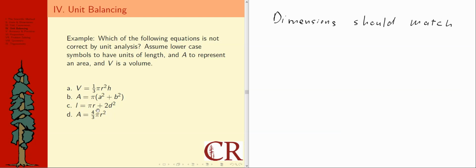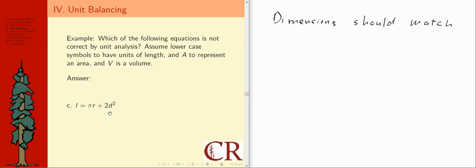Maybe just to double check, let me check D real quick, make sure that should work, right? Since this is a "not correct" kind of question. And I think it does, because it's got area is equal to a bunch of numbers times the length squared. So I think that one does check out. So I'm going to say that C must be the correct answer. That one clearly had a flaw in it, and there it is. That's the correct answer.